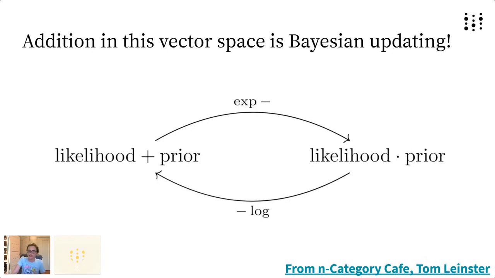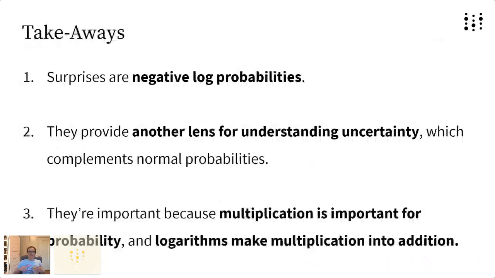So this example comes from Tom Leinster at the N Category Cafe. He goes into more detail about it and focuses on an example from statistical mechanics from physics. So the takeaways are that these surprises are negative log probabilities, and they give us another lens for understanding uncertainty. And it complements normal probabilities.